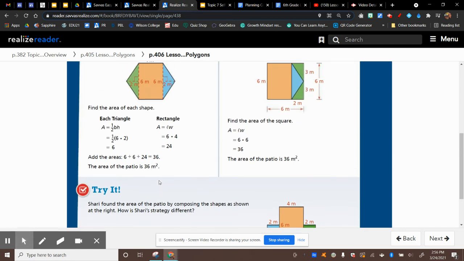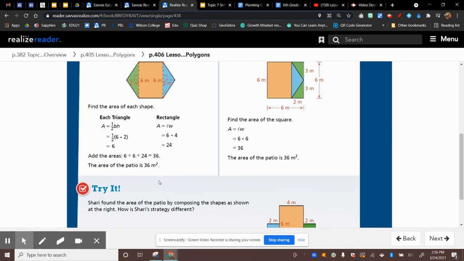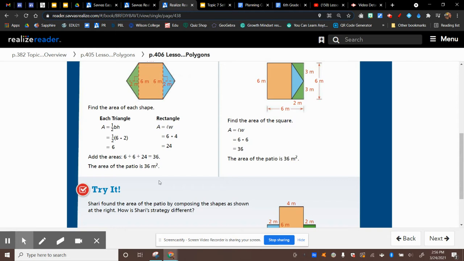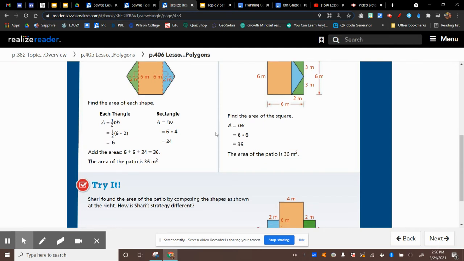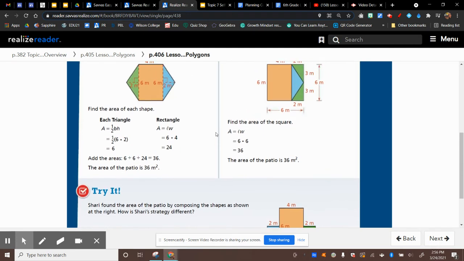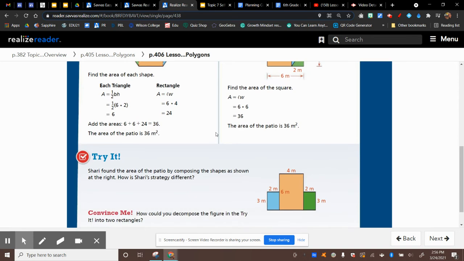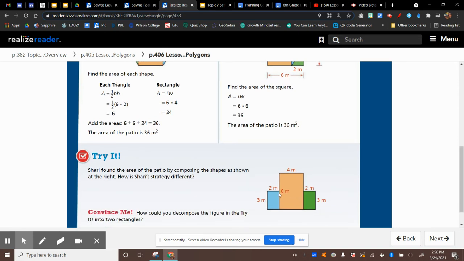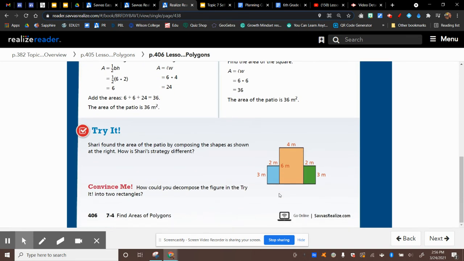Just gonna scroll back up here. And she took those two, I guess not the second way, but she took those two triangles and she put the blue pieces together, and then she put the green pieces together and she made 2 by 3 rectangles. So let's go ahead and find the area of that and see if Sherry's area is the same that we found in our other two ways of decomposing the patio shape.